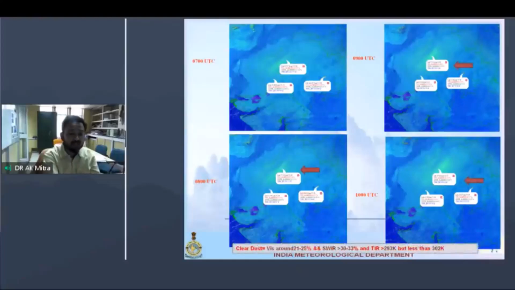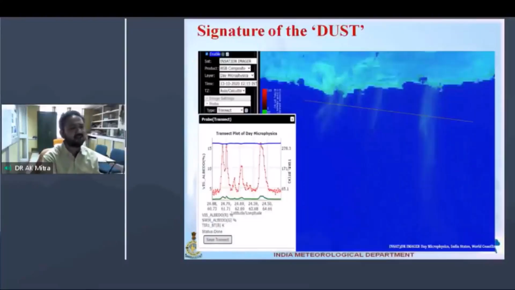And mostly dust, from the scientific manner, I can say visible will be around 21 to 25%. SWIR will always be higher because there is no absorption, so 30 to 33%, and TIR will be more than 293 K. That means it is warmer, not colder. So a higher temperature and higher SWIR versus visible will give you the information about the dust particles. So this is also one part of the Arabia area, where dust can be seen from the RGB imageries, and you can analyze with the spectral channels' behavioral aspect, and you can understand.